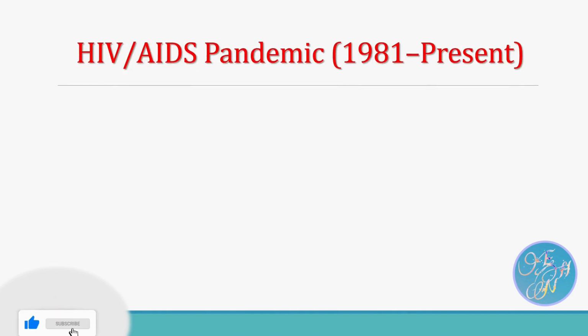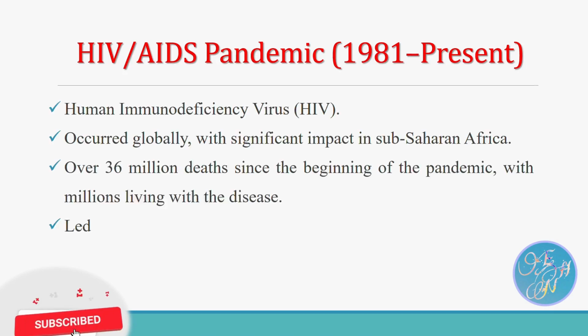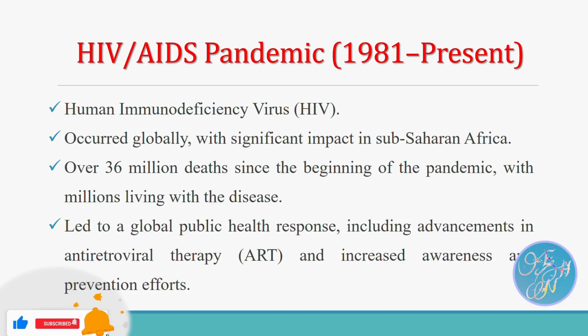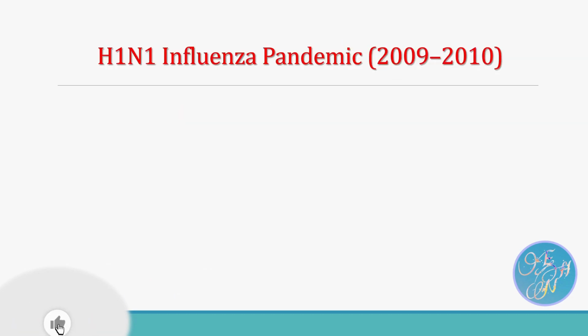Next is the HIV/AIDS pandemic. One of the most significant and ongoing pandemics is the HIV/AIDS pandemic that began in 1981. HIV, the virus that causes AIDS, has claimed over 36 million lives so far, with millions more living with the virus today. While there is no cure, antiretroviral therapy, ART, has made it possible for people to live longer, healthier lives. This pandemic also highlighted the importance of global awareness, prevention, and research.